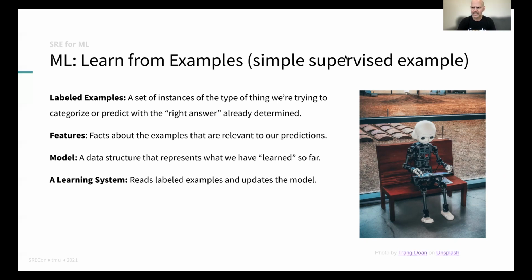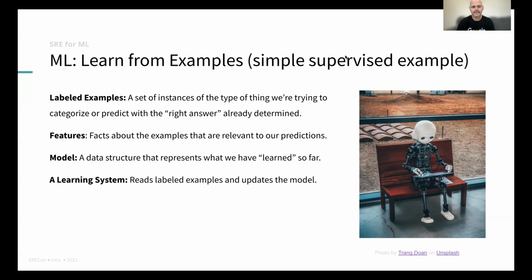Good. So what's a feature? We're going to talk about features occasionally, and people talk about features all the time. Features are a fact about the example that are relevant to our predictions. So color might be a feature, or shape might be a feature. This is an aspect of the example that we find to be relevant to the prediction or categorization we're trying to make. A model, as I said, is a data structure of what we think we've learned so far.